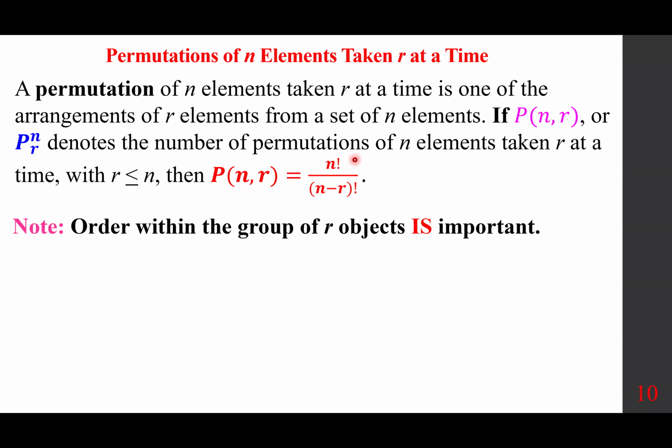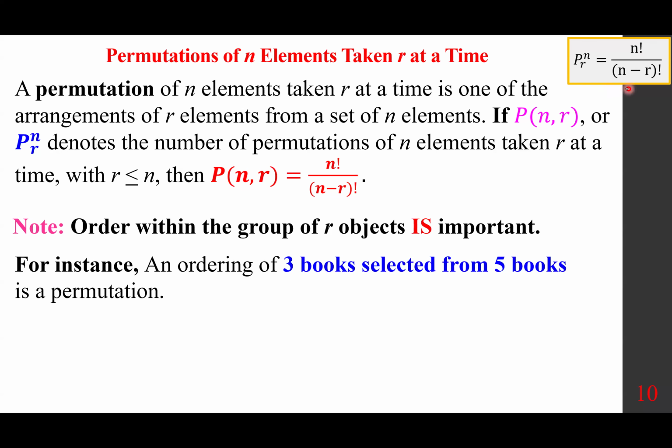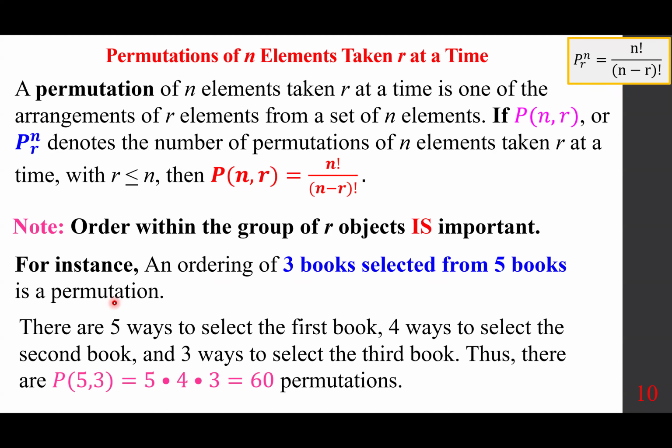What's important to know, order within the group of our objects is important. That means, for example, AB is different than BA. Order is important, and the formula is n factorial over n minus r factorial. For instance, an ordering of 3 books selected from 5 books is a permutation. There are 5 ways to select the first book, 4 ways to select the second, and 3 ways to select the third one. Thus, P(5,3) is 5 times 4 times 3, which is 60.